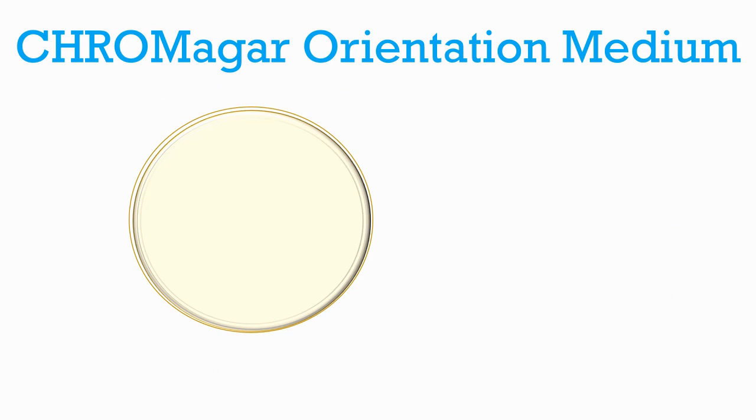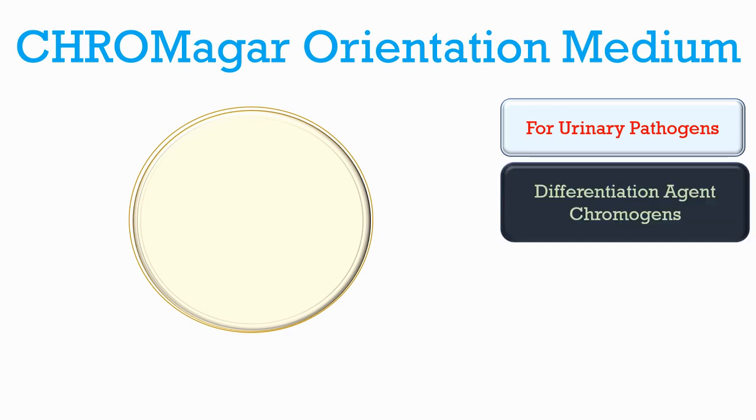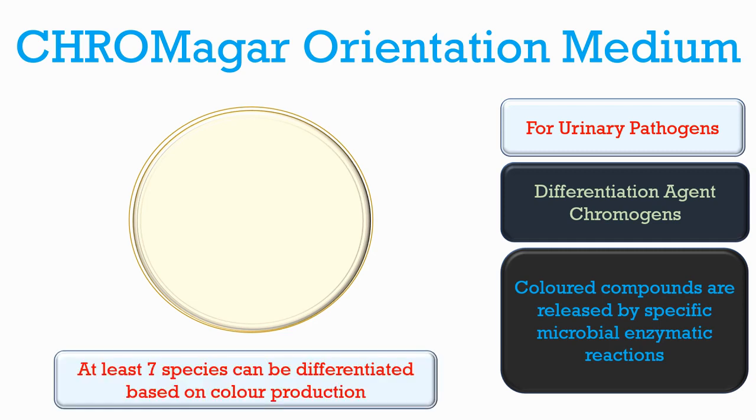CHROMagar Orientation Medium is a state-of-the-art differential medium for isolation of common urinary pathogens. The differentiating agents in this medium are artificial substances called chromogens. Difference is produced by the release of differently colored compounds upon degradation by specific microbial enzymes produced by certain species. The color-forming reactions are used to distinguish at least 7 species and permit rapid identification and treatment.